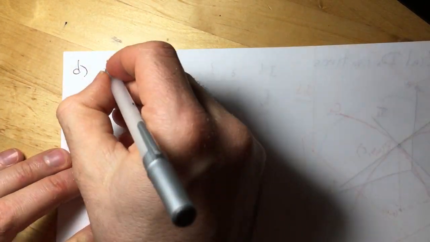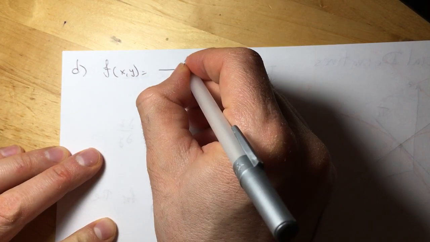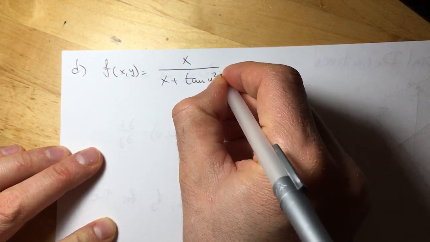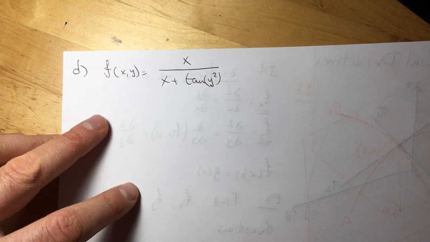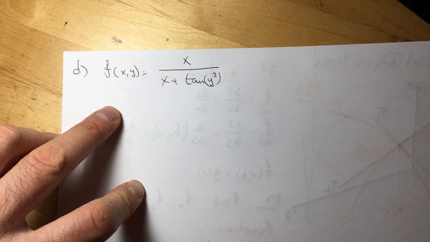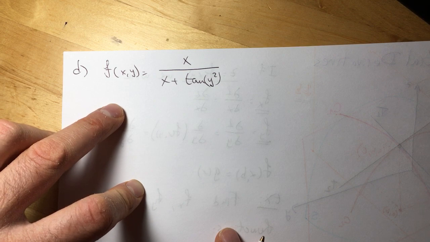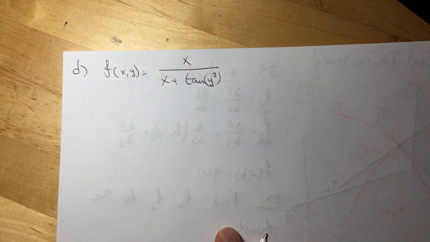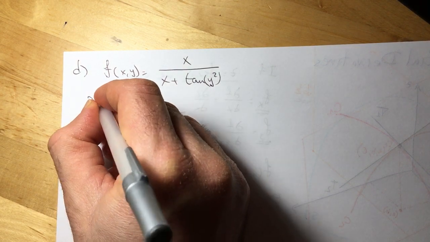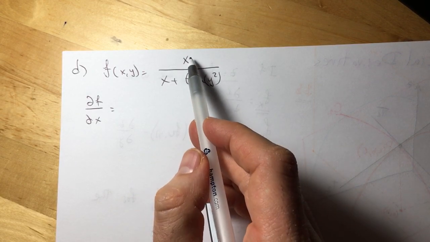Let's look at the function f of x, y is equal to x over x plus tangent of y squared. Okay, so here obviously we're going step by step. First we just had derivative of a sum, then derivative of a product, then derivative of a product including the chain rule. Here we have derivative using the quotient rule, plus the chain rule when we differentiate with respect to y. So partial f partial x is equal to this function here.